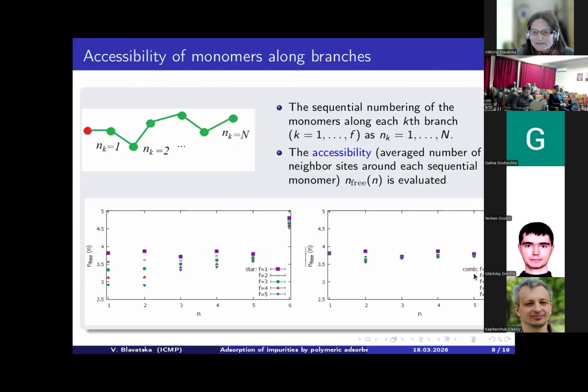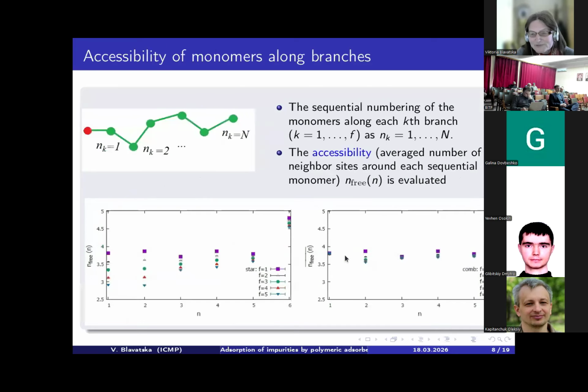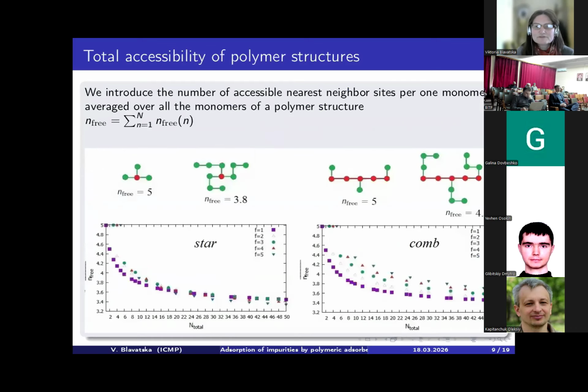But for the complex structure, as far as the branches are separated from each other, it is intuitively clear, but it's interesting just to describe it quantitatively. We can see even from this picture that the complex structure would be much more efficient in catching particles from solution. And so here we can estimate in more detail the average accessibility of the complex structure and the star-like structure in comparison.